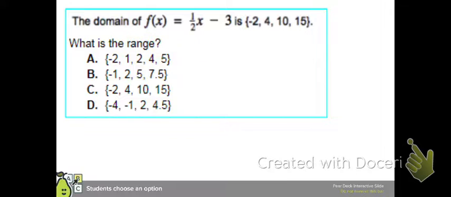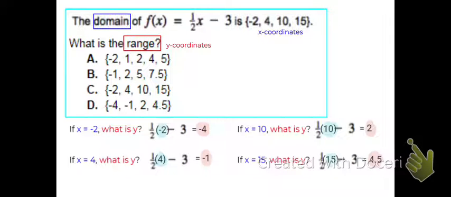So when you do that, you see that you get -4, -1, 2, and 4.5. So the answer would be D. So this is simply a substitute in and put it in your calculator type of problem. It's easy. You just need to remember domain is giving you the x coordinates. Range is, in this case, asking you for the y coordinates.